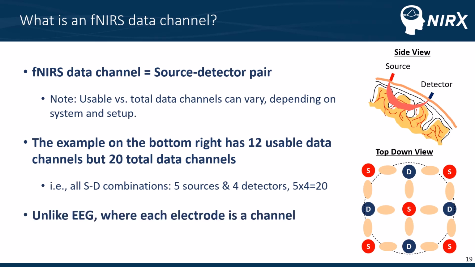This is unlike EEG, where if you have 32 electrodes, you have 32 recording channels. With fNIRS, since a source and a detector form a recording channel, the number of channels that you're interested in when it comes to analysis depends on your setup.